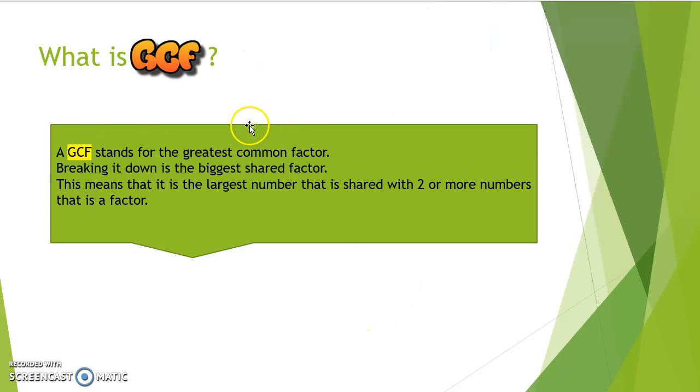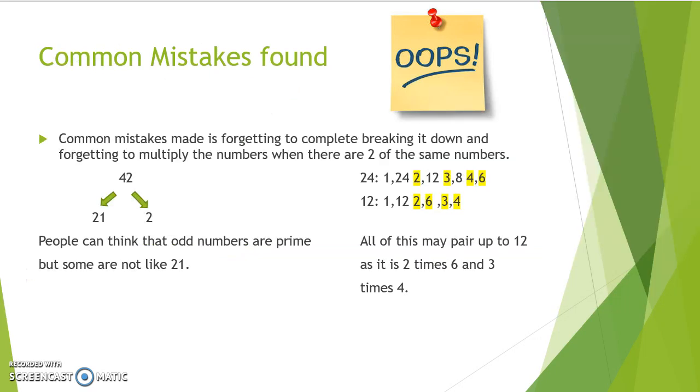Another example for the GCF, a great example, 24. 2 and 12, 24. Perfect. And then there's a lot more, but that's what I would like to say about this.